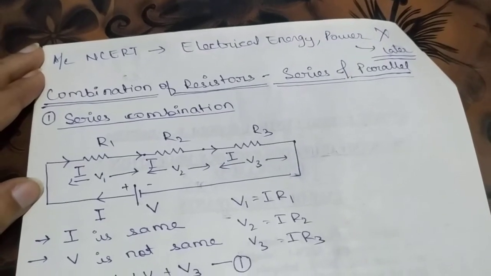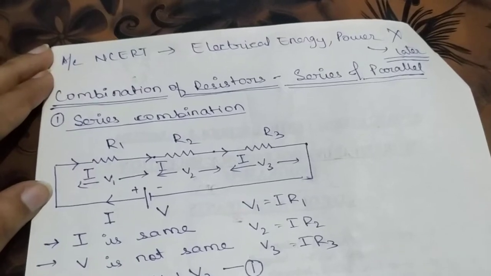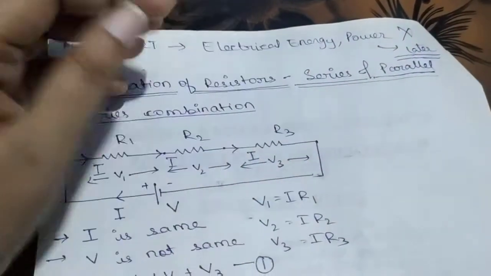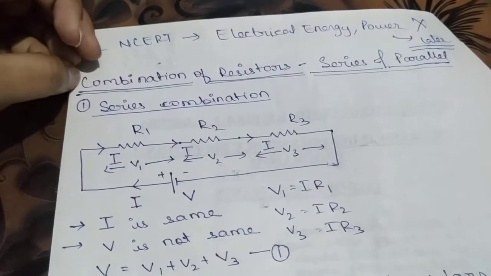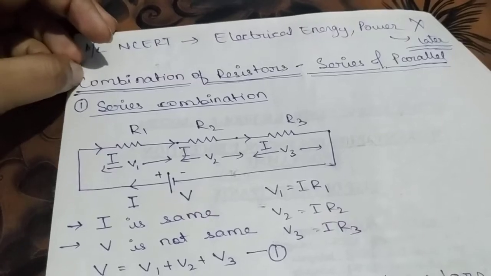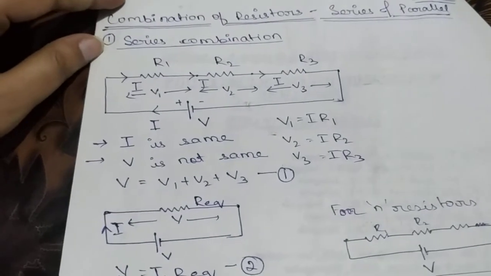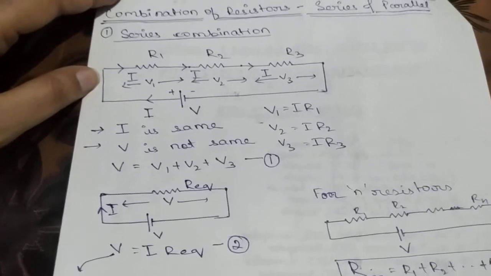Hello students, if we see in our NCERT book, after color coding and carbon resistor, the next topic is electrical energy and power. But since we are studying resistivity and resistance, I thought let us first complete combination of resistors. Series and parallel combination we have already studied in class 10th. But let us know it once again, so it will be a quick review.